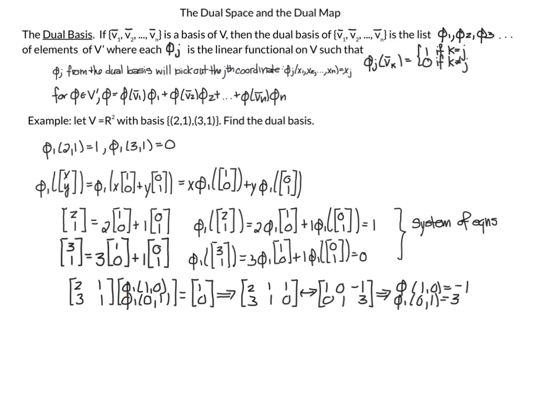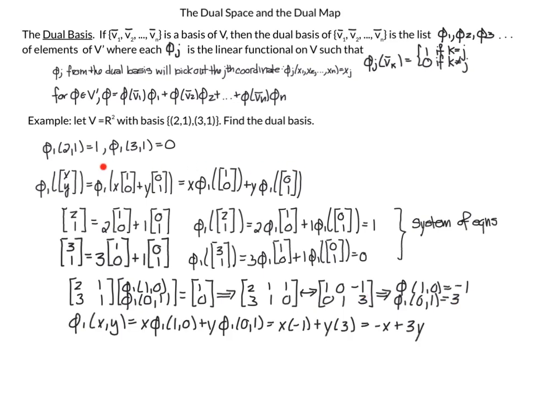I'm going to use our regular row-reduced echelon form. So I'm going to use our augmented matrix, 2, 1, 3, 1, augmented with our solution vector here, so 2, 1, 3, 1 augmented with 1, 0. I row-reduce this, which gives us the equation now that our first, phi 1 of (1, 0), will be equal to negative 1 here. And our second variable, phi 1 of (0, 1), will be equal to our 3.